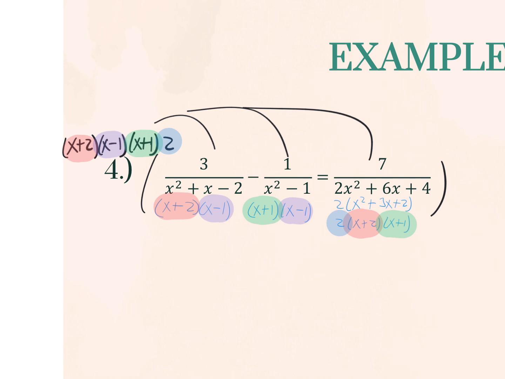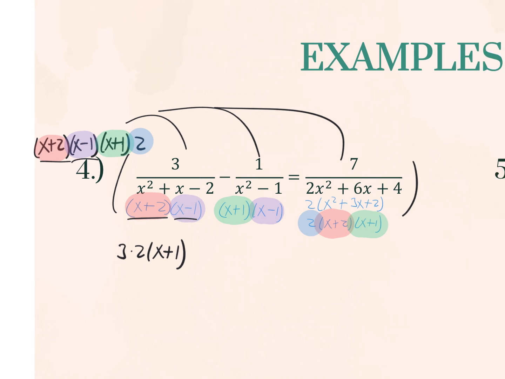I highlighted it for your convenience. The x plus 2 and the x minus 1, the reddish color and the purple, are going to cancel out, and you're just going to be left with the green and the blue. So we get 3 times 2 times x plus 1, because the x plus 2 and the x minus 1 canceled with these right here.